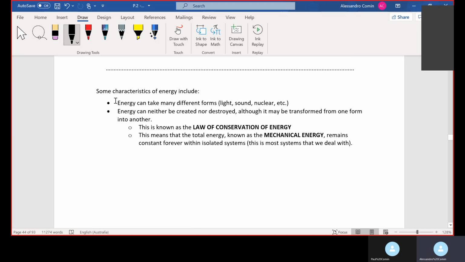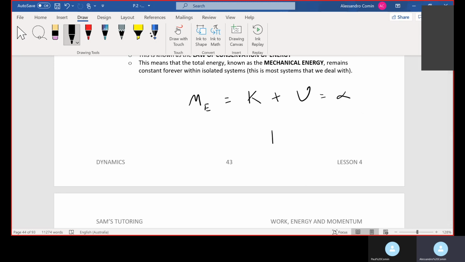Some characteristics of energy include: energy can take on many different forms, such as light, sound, nuclear, etc. And energy can neither be created nor destroyed, although it may be transformed from one form into another. That is the law of conservation of energy. It's very important. What this means is that the total energy, which is called the mechanical energy, is equal to the kinetic plus potential, and is always going to be alpha, which is just a number. So what that means is that if I drop a ball, I'll use this example later.